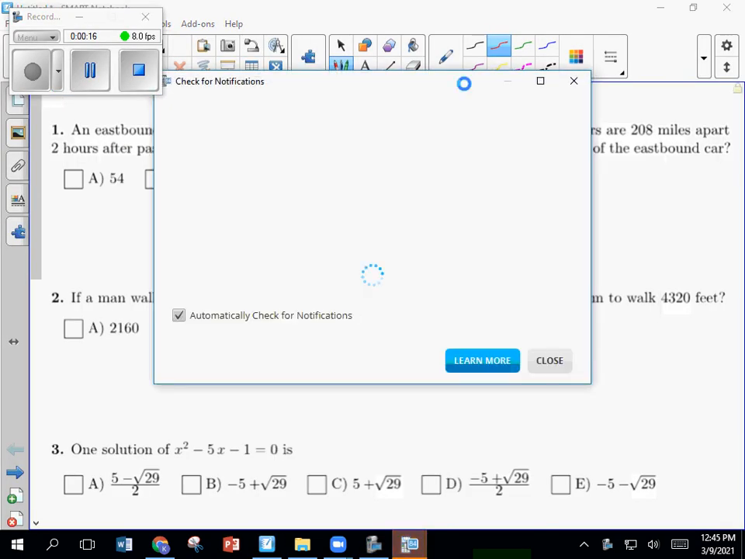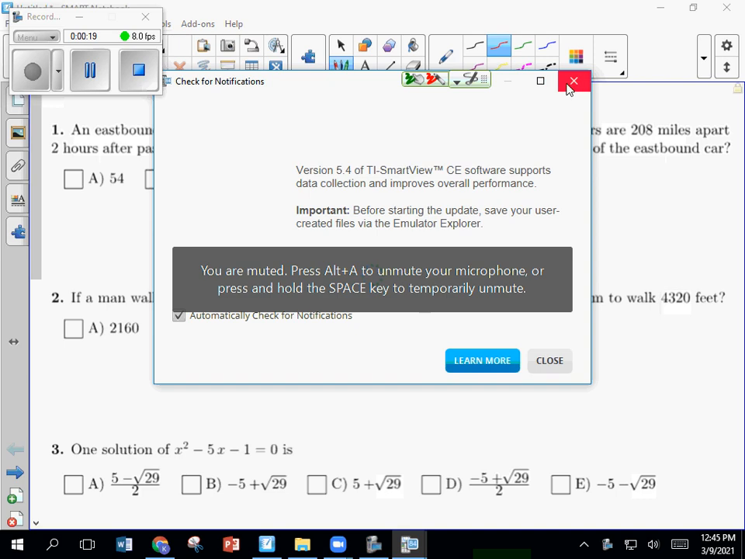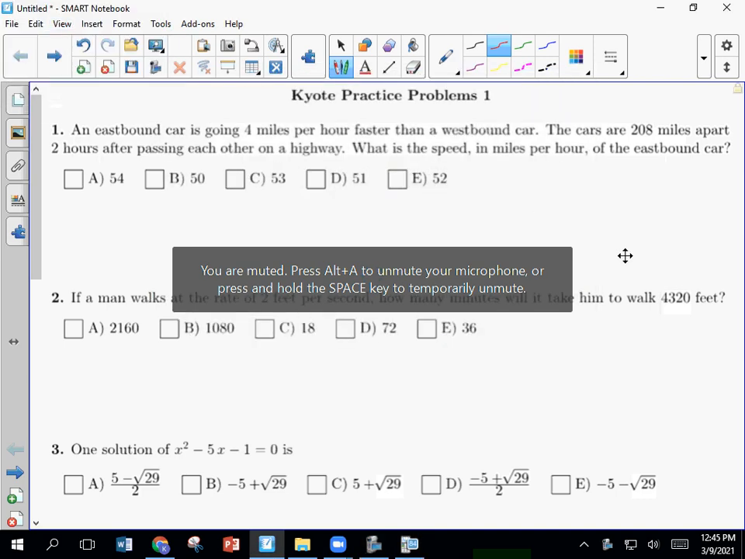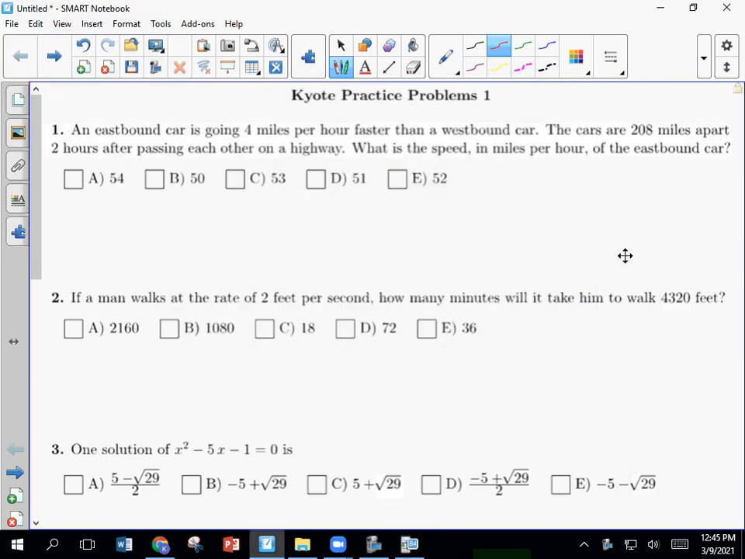Alright, so it just so happens that I think the very first problem is probably the most difficult to get. So we'll just talk about it. So E, we're going to make E equal eastbound and W equal westbound.